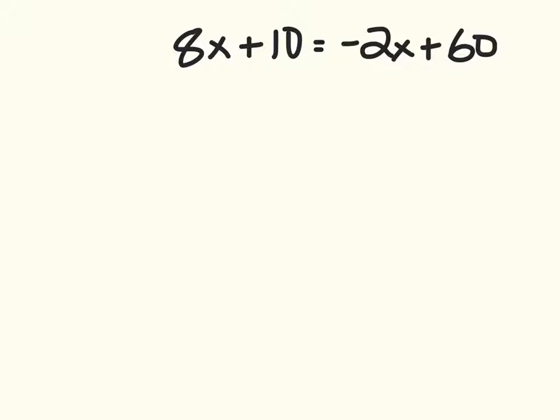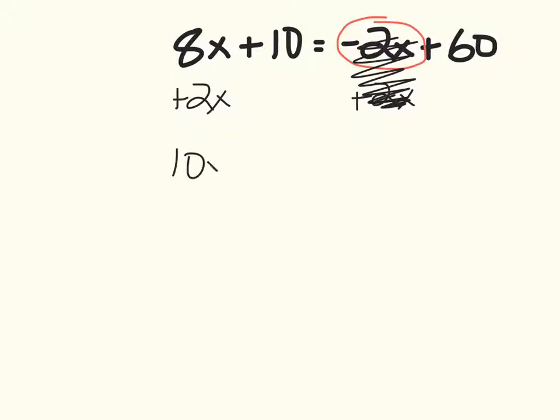This problem says 8x plus 10 equals negative 2x plus 60. Just like the one we just did, that's a negative 2x. The opposite of negative 2x is positive 2x. I'll do a positive 2x on both sides to move all of the x's from the right to the left. 8x plus 2x is 10x plus 10 equals 60.